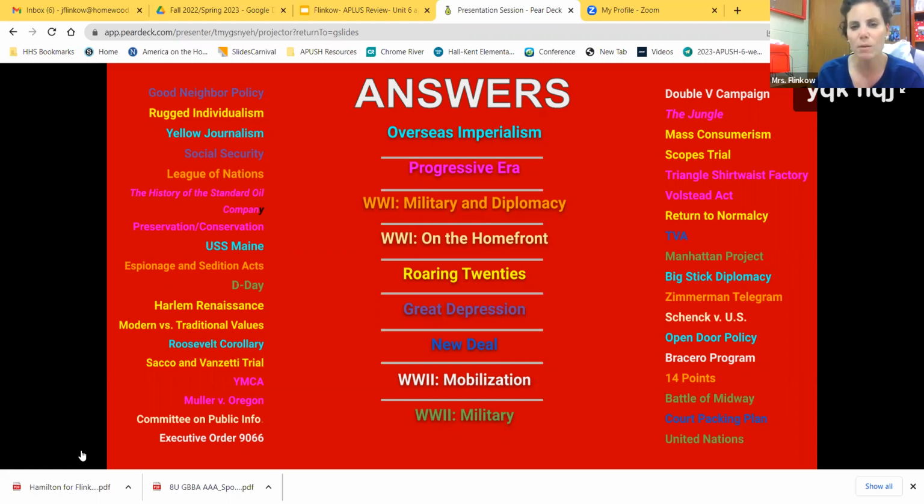So the big thing to remember in the Progressive Era that is different from previous eras is that the Progressive Era sought changes by the government, not people. In previous times, they were calling on society, on people, to make changes, but the Progressive Era is really calling on the government to make changes.